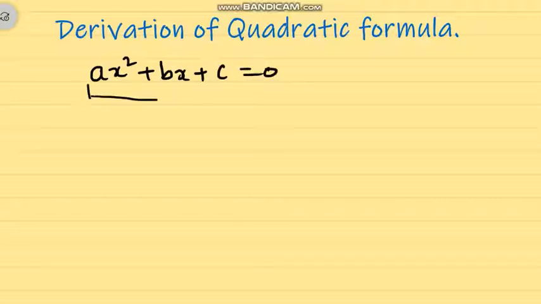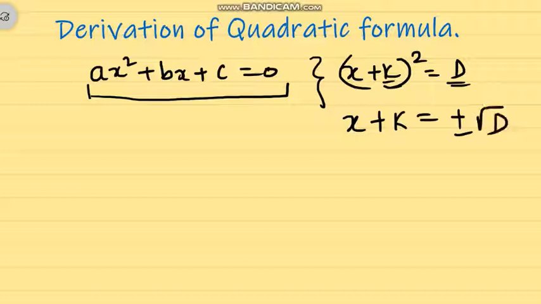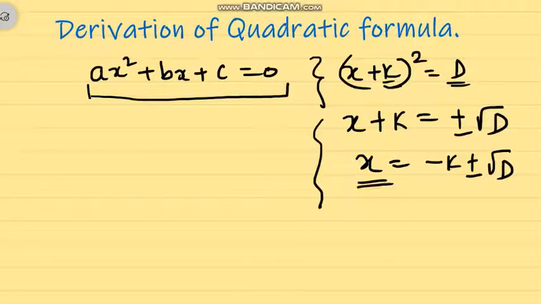Children, now you have to change this particular equation into the form of (x plus k) whole square equal to d, where k and d are constants, so that you can get the value of x plus k as plus or minus root d, and then x will be equal to minus k plus or minus root d. So this is how you can find the value of x.